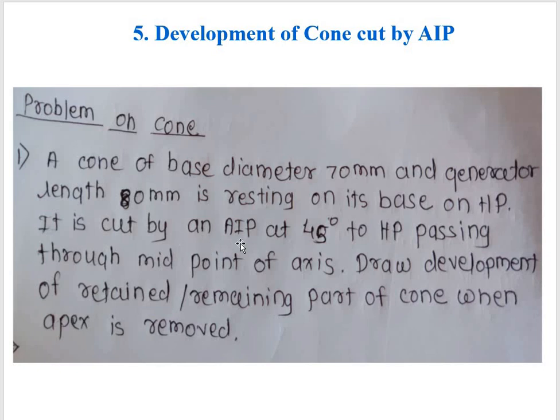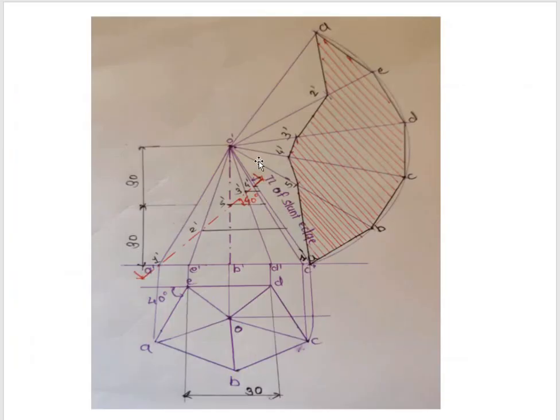What they have given: the particular solid is the cone. They have given the base diameter 70, generator length 80 mm, resting on the HP, and cut by an AIP at 45 degrees and passing through the midpoint. Okay, let's start our solution.